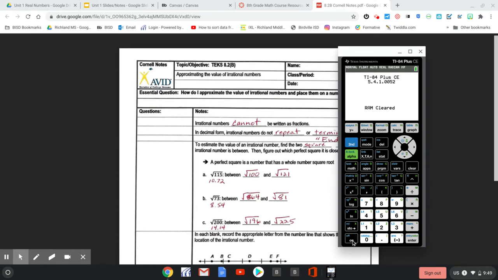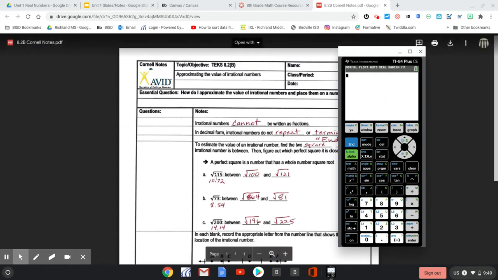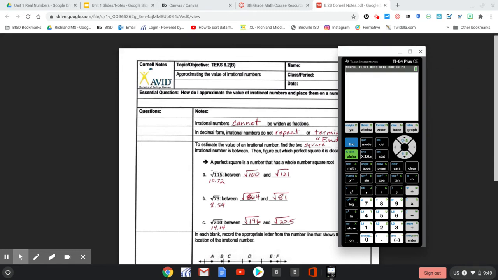So the calculator is on. I'm going to hit clear to get that information out. And then I'm just going to put in this number, the square root of 115, and you're going to see that I get 10.72. If we didn't have a calculator, we would need to know that this number needs to go between the square root of 100, which is the number 10, and the square root of 121, which is the number 11. So we know 10.72 is between 10 and 11.